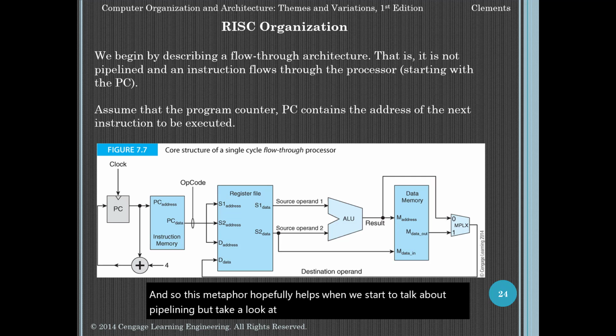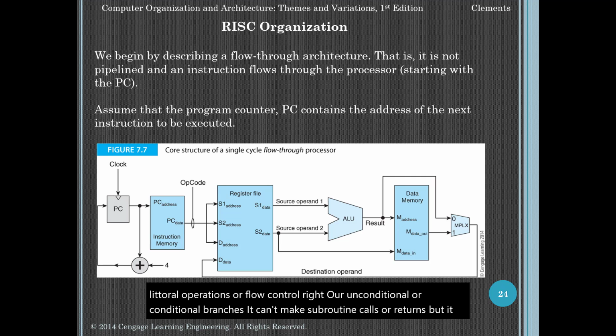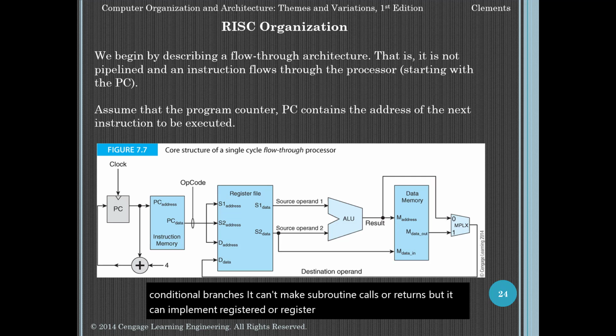But take a look at this figure here in 7.7 that describes a simple processor that uses a multi-port memory as a register file. We've assumed a 3-register address structure, which is typical of RISC processors like MIPS and the ARM. And so this is an incomplete system, as it cannot yet implement literal operands or flow control, right? Our unconditional or conditional branches. It can't make subroutine calls or returns, but it can implement register to register operations and then load and store operations.